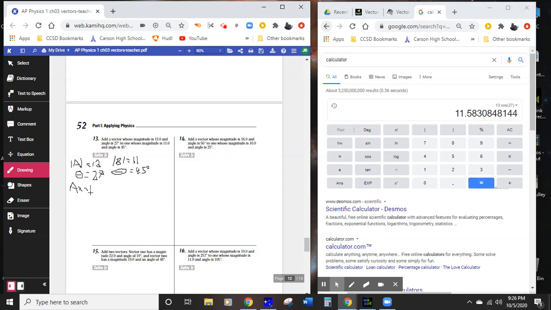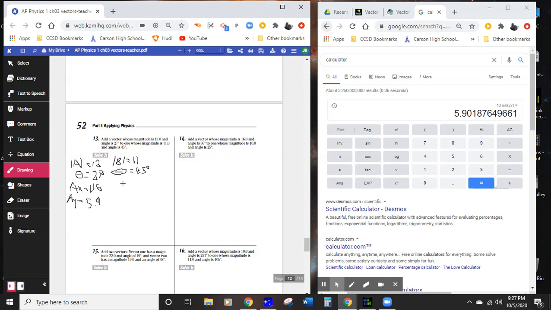So the x component is going to be 11.6, like so. Okay, and the y component here, let's do the y component of vector A. It's going to be 13 sine of 27. So 13 sine of 27, and let's see what that gives us: 5.9. So we'll make this here 5.9, like so. There we go.